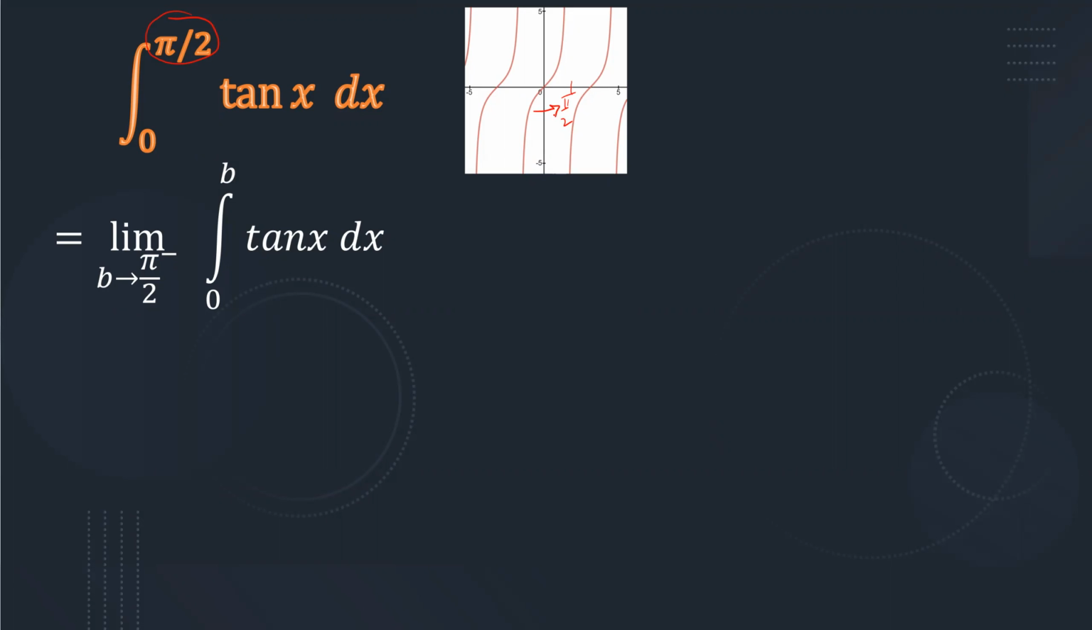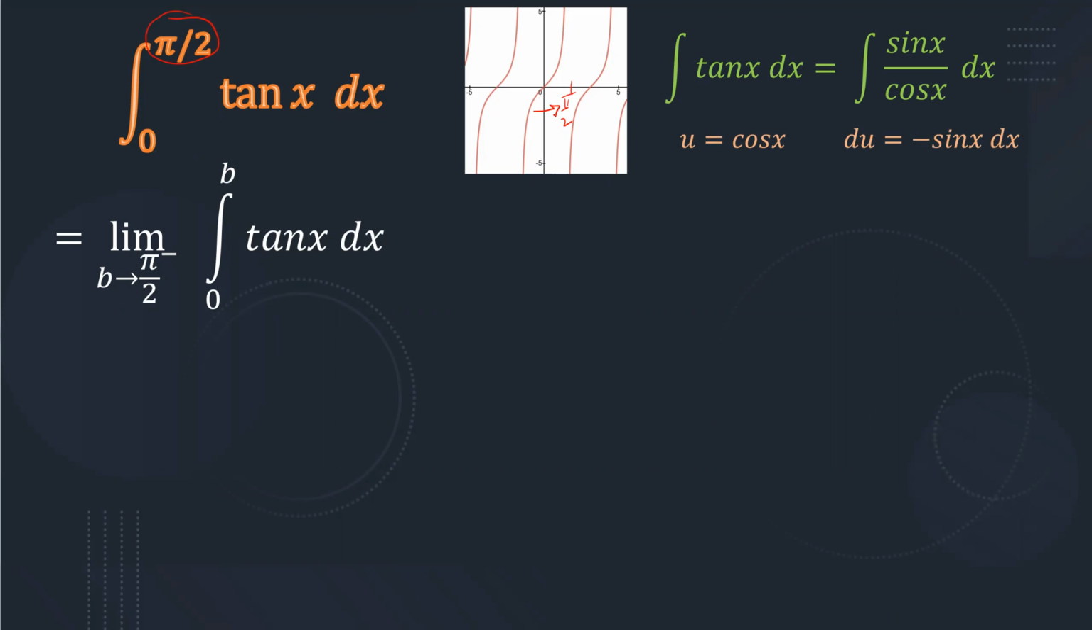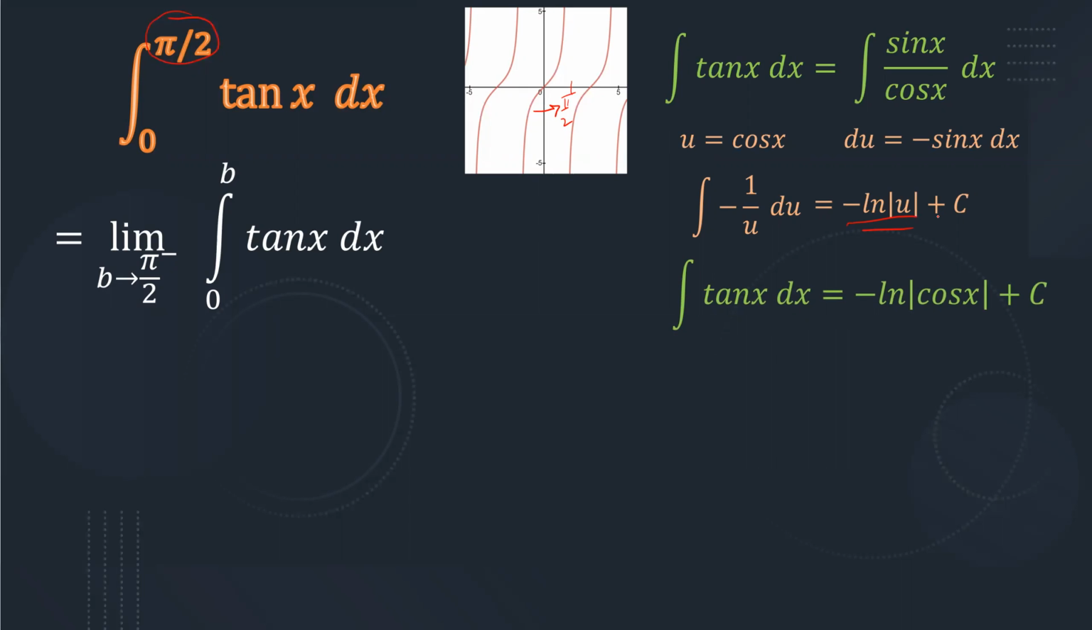Tangent x dx, tangent is sine over cosine. If we do a little u substitution, u is cosine x, then du is negative sine x dx. So this integral basically is just the integral of -1 over u du, which is negative ln of the absolute value of u plus c. We are going to use that and evaluate from 0 to b. So put the u back in, and you have negative ln of cosine of x.